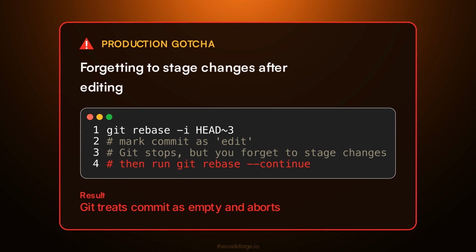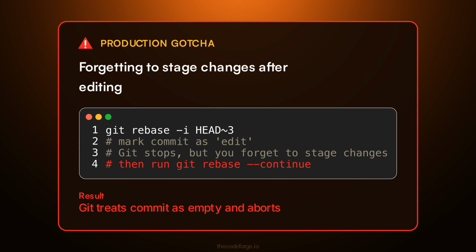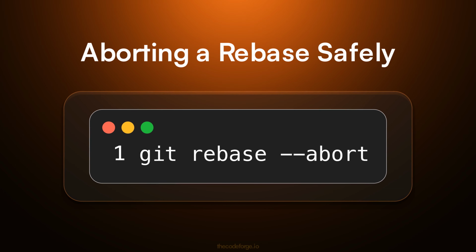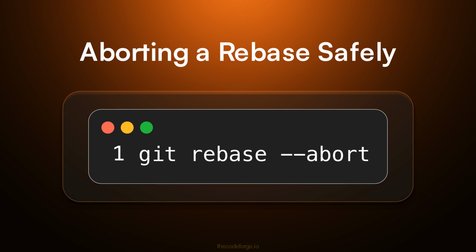If you forget to stage changes after editing, Git will treat the commit as empty and abort. Always run git status after editing to ensure you have staged changes before continuing. If you make a mistake during an Interactive Rebase, run git rebase --abort to return to the original branch state. This uses ORIG_HEAD to reset, so you lose no work.